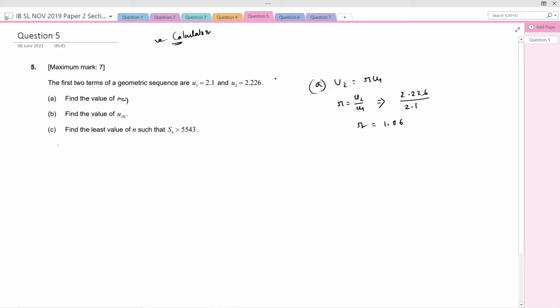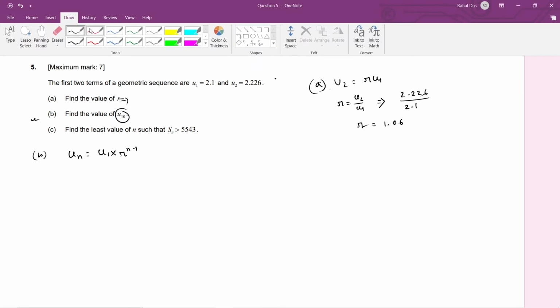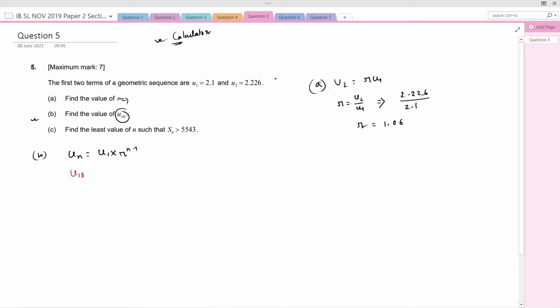Now question number B. Let me first write the formula for the nth term, that is u of n equals u of 1 into r to the power n minus 1. Please remember all these formulas. Now we have to find u of 10. So u of 10 equals u of 1 into r to the power 10 minus 1, so u of 1 into r to the power 9.